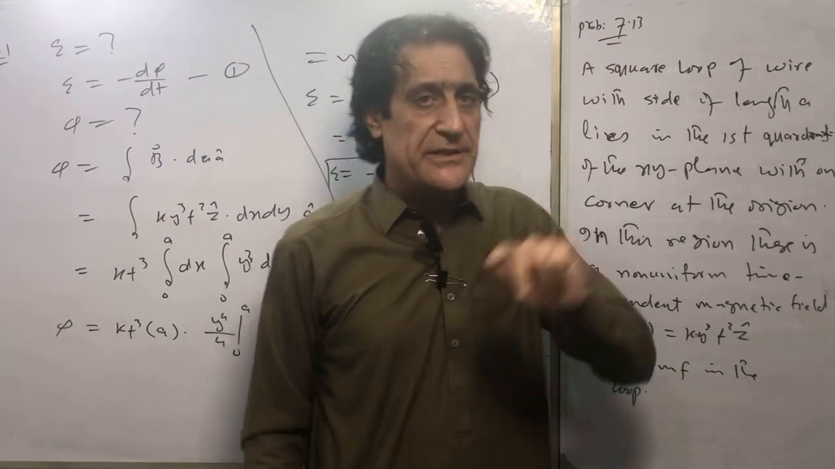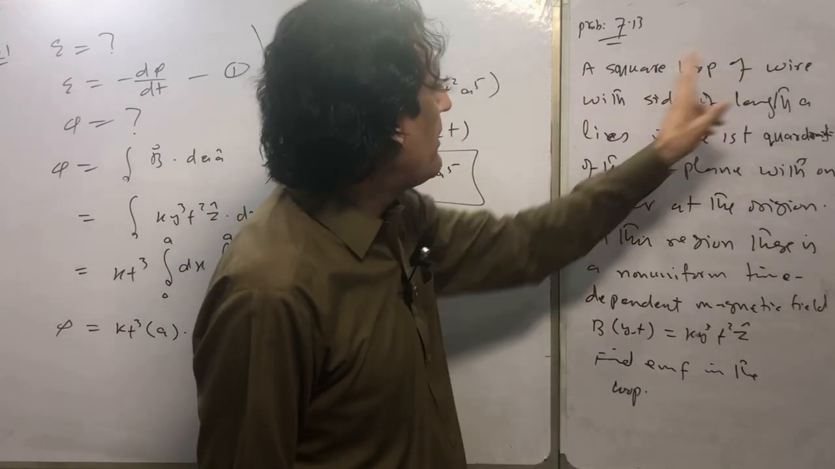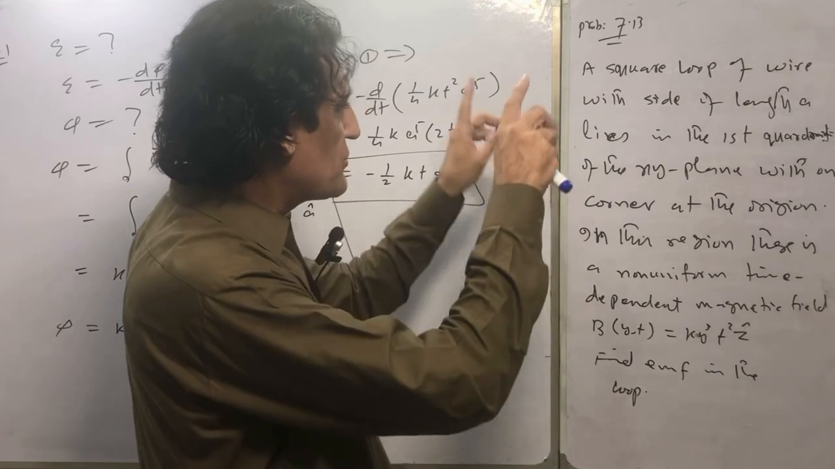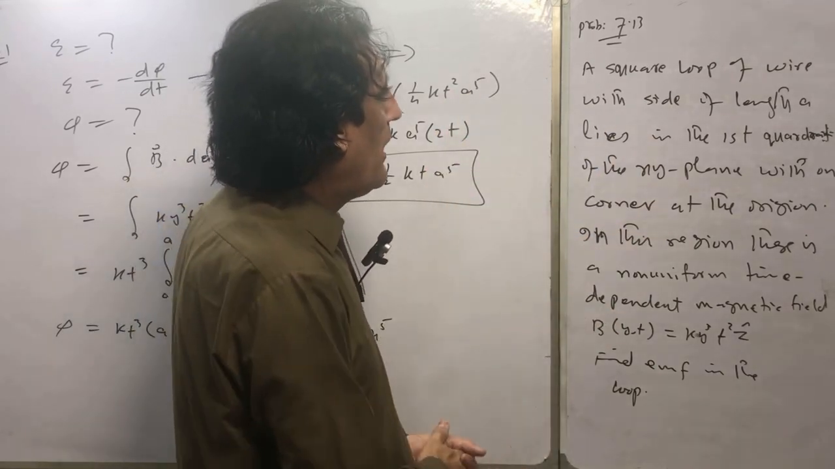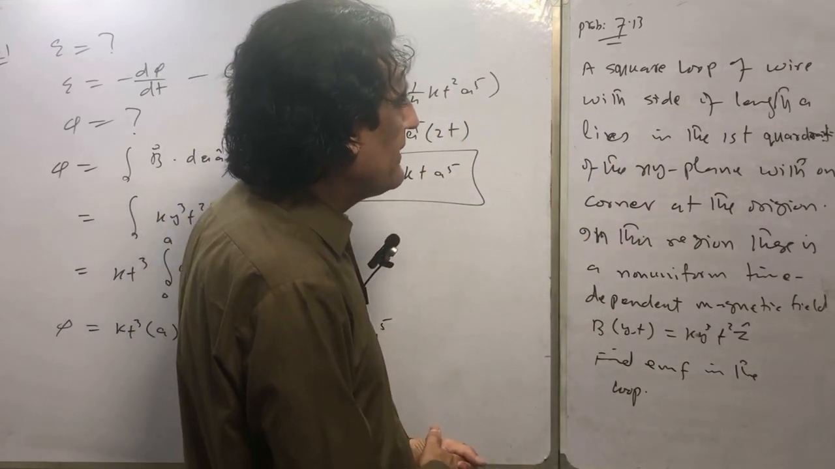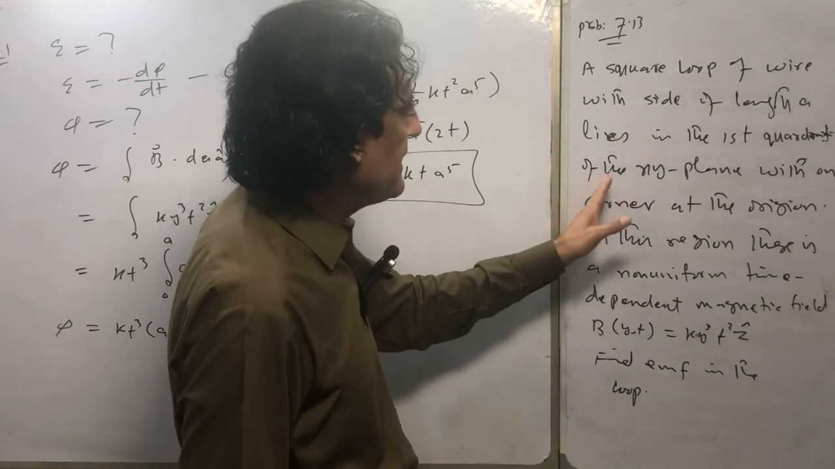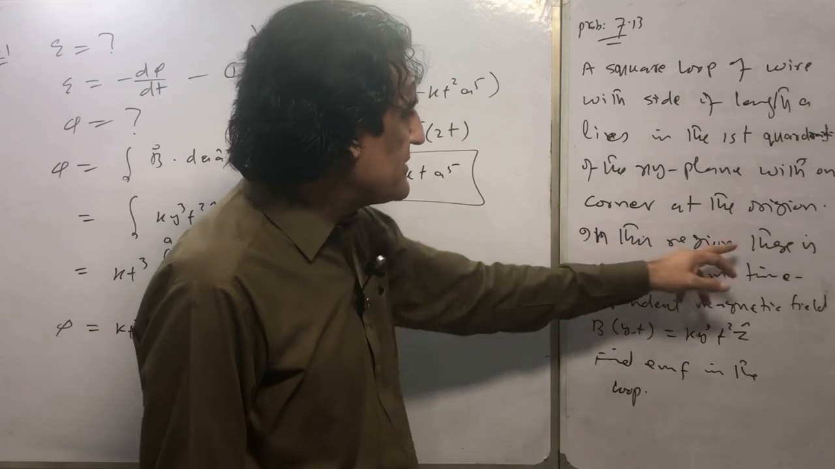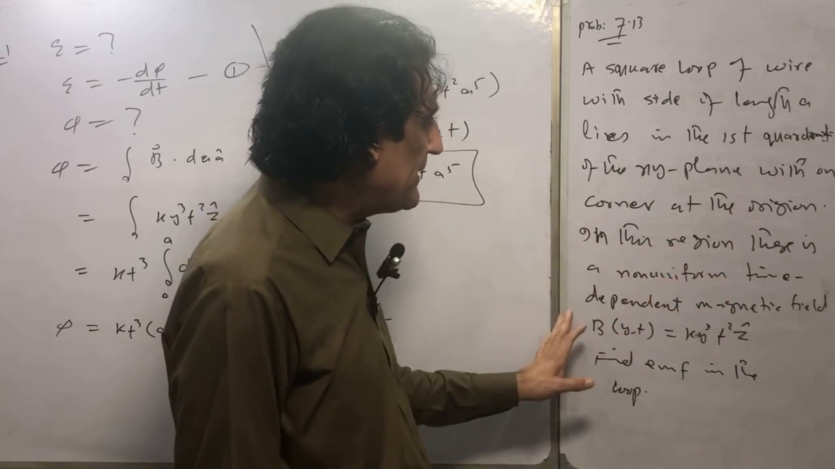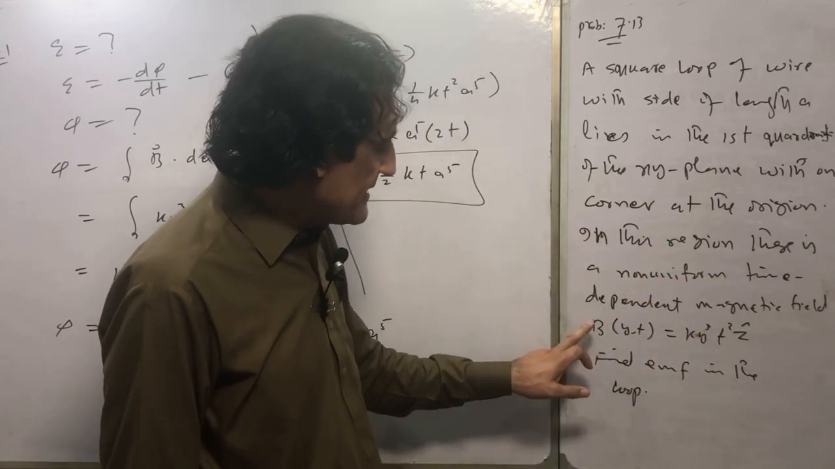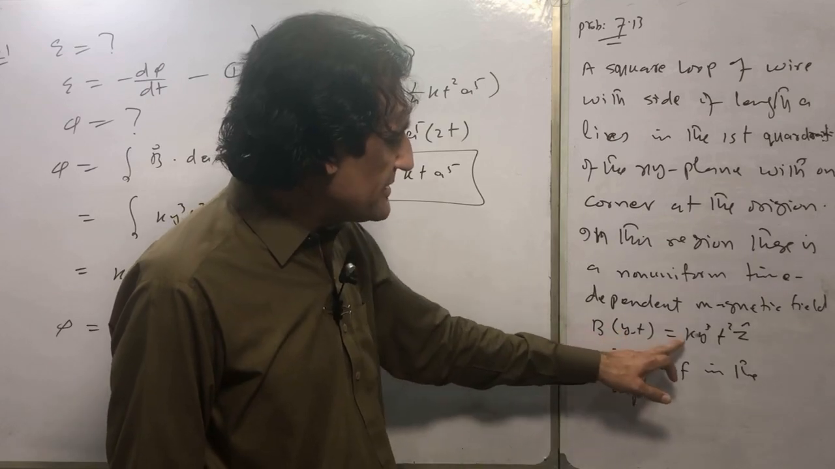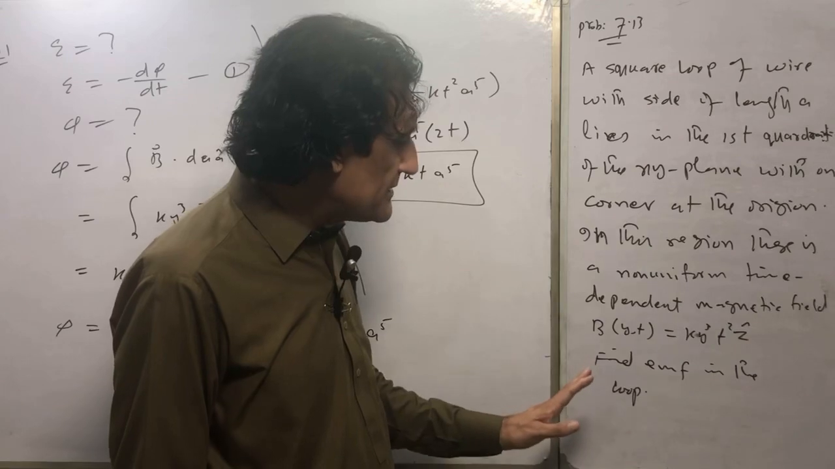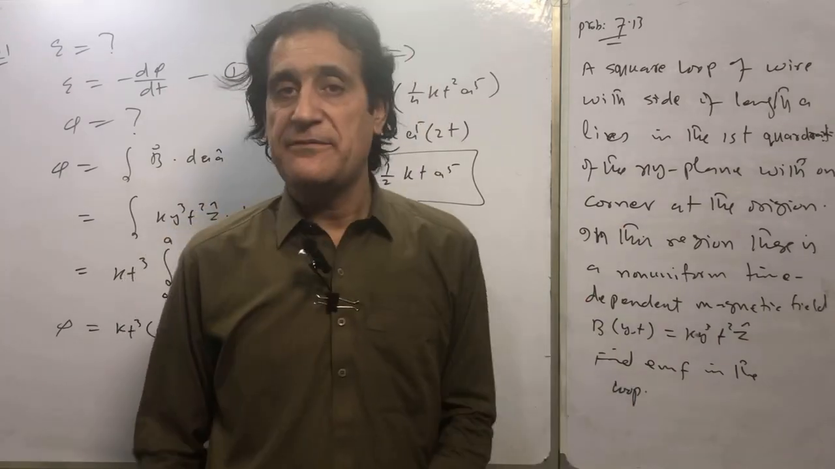Problem number 7.13 states that we have a square loop of wire with side of length A that lies in the first quadrant of the xy plane with one corner at the origin. In this region, there is a uniform time-dependent magnetic field that is given by B of y, t equal to k y cube t square z. K is any constant, and find the EMF.